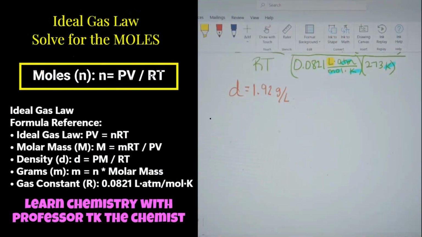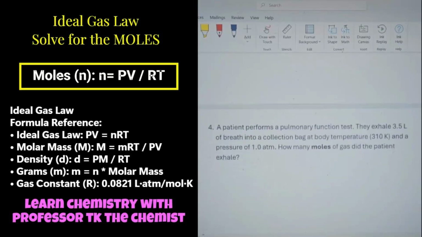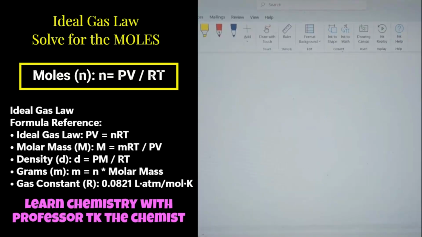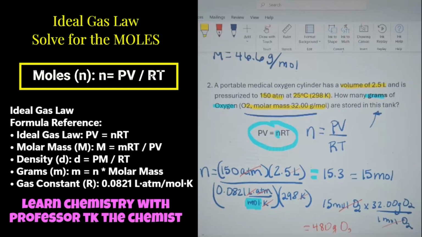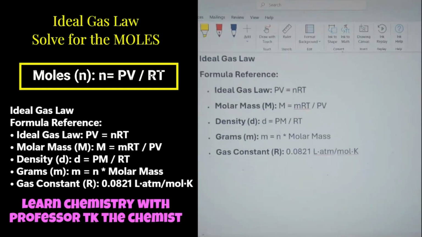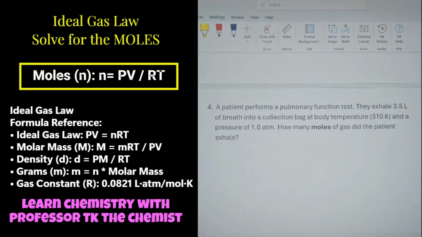Number 4 is asking us to find the moles. Okay, so let me go back to one of the former problems that we did before. This is the formula here for moles, right? n equals PV divided by RT. All right, PV divided by RT. If you can automatically write these down, y'all know my spiel, write these down on index cards, that's going to help you each and every time.